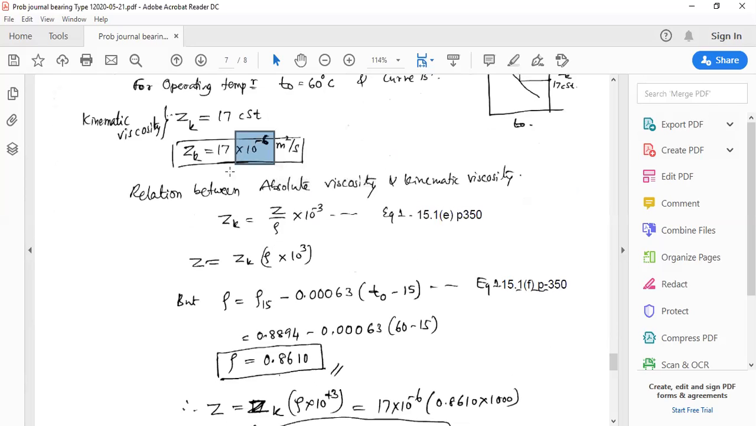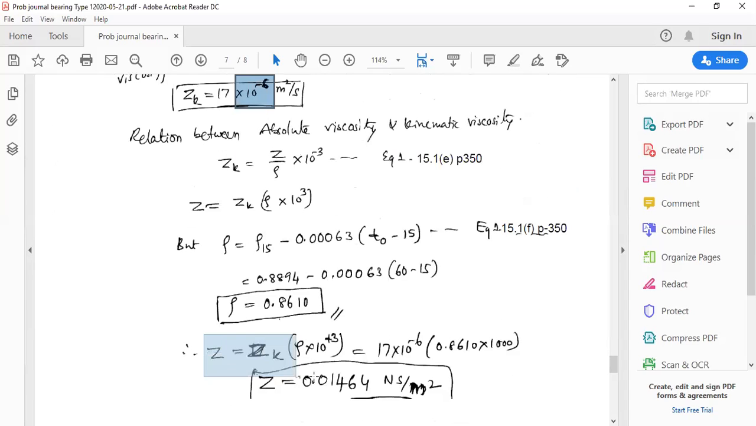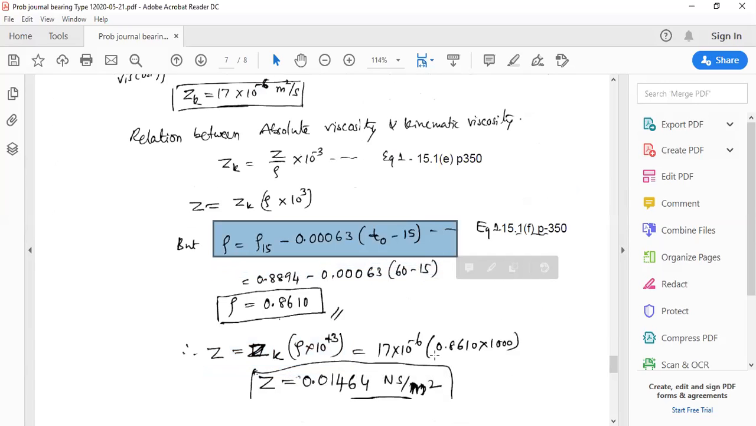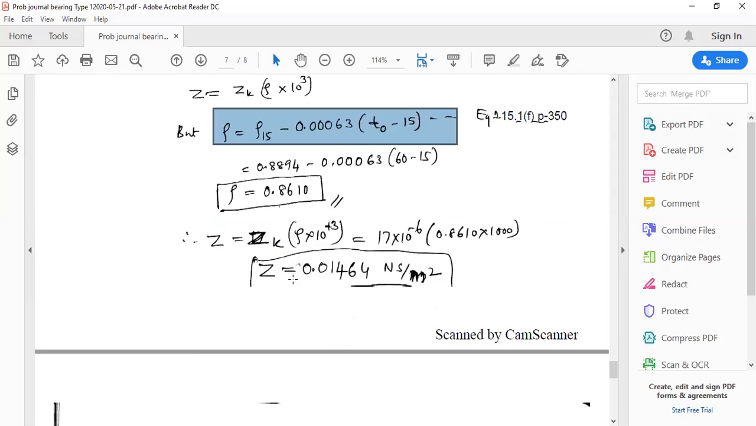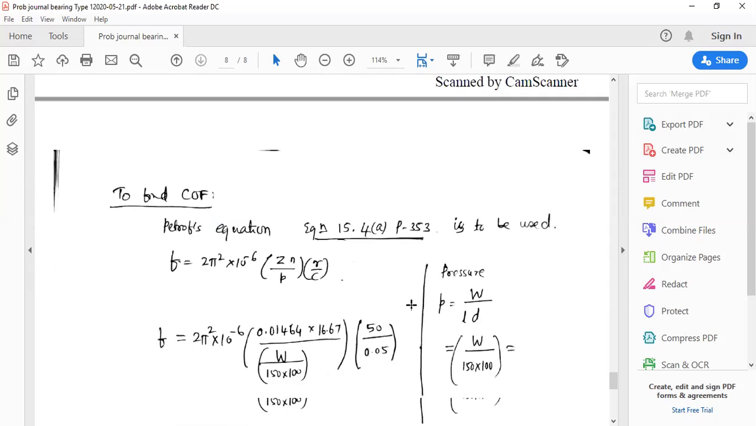Then we have to convert this Zk to Z. To get the value of Z, we use Zk into specific gravity multiplied by 1000. The specific gravity at the 60 degree operating temperature is to be obtained by using equation 15.1 F, page number 350. So the value of Z is obtained in Pascal second.